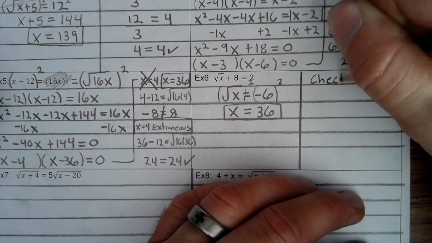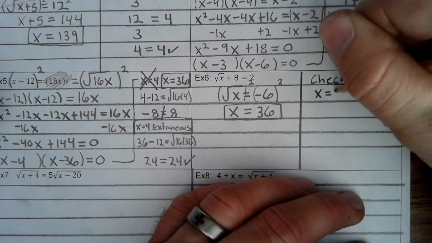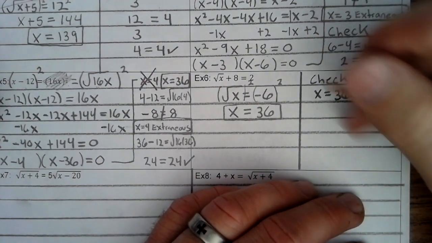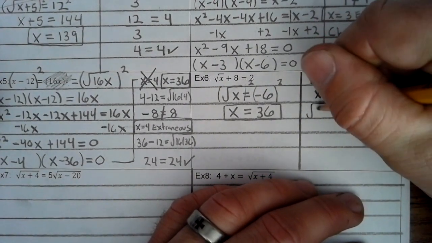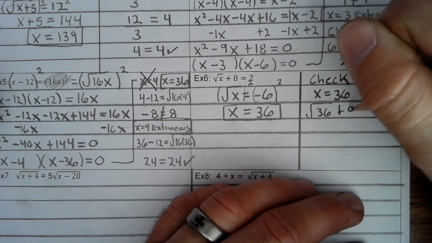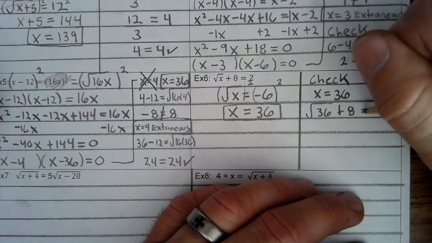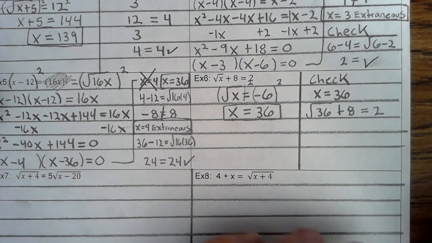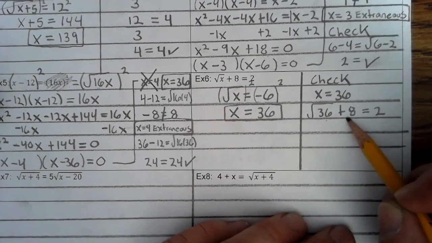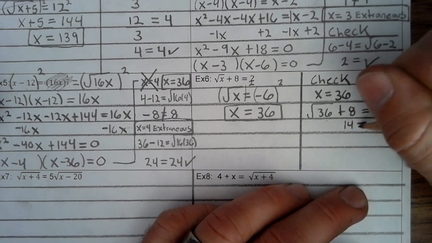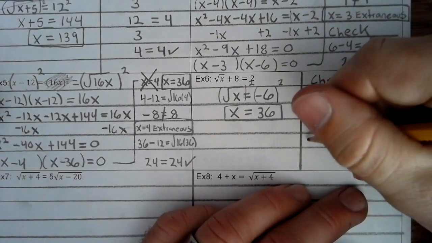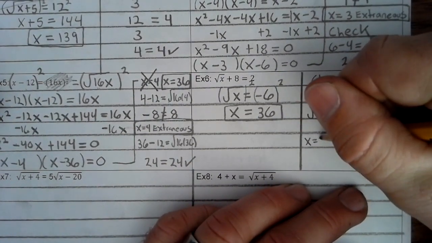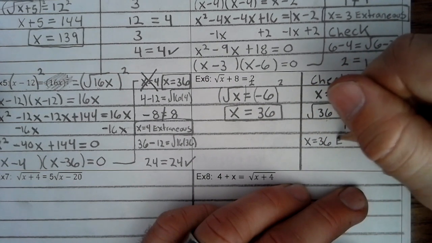So in math, you really want to write "check x equals number" so you know what you're checking, and then substitute in. So we have the square root of 36 plus 8 equals 2. Well, the square root of 36 is 6, plus 8 is 14. 14 does not equal 2, so we would say that x equals 36 is an extraneous solution.